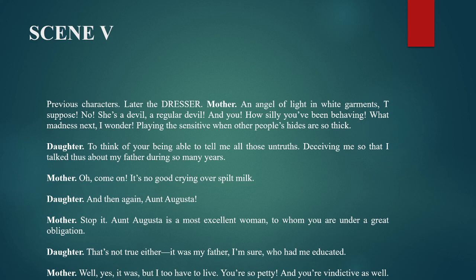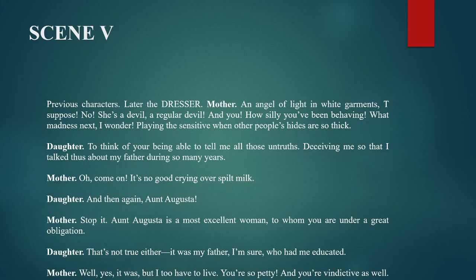See how cunning that mother is. She says that all that is past now, so don't have any memory of those things right now. So the daughter says, and then again Aunt Augusta. Who is Aunt Augusta? Who is this lady? Mother says Aunt Augusta is a most excellent woman to whom you are under a great obligation. So this is also a wrong thing the mother has told, because this Aunt Augusta was a very notorious woman.